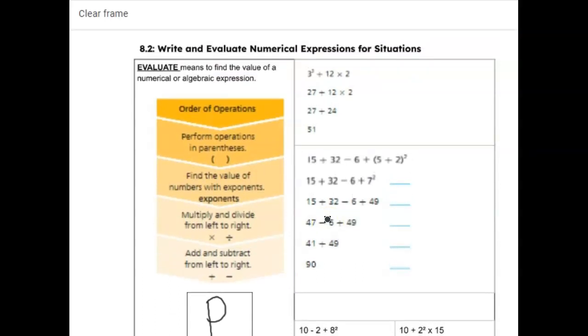Okay, let's look at this first one. We have 3 to the third plus 12 times 2. The first thing we are going to do is look for parentheses. There are no parentheses, so we go to the next step, which is exponents. 3 to the third is 27. Now, the exponents are done. Is there multiplication or division? Yes, there is. So we're going to circle where it's at. 12 times 2 is 24. And then we just add them together and we get 51.